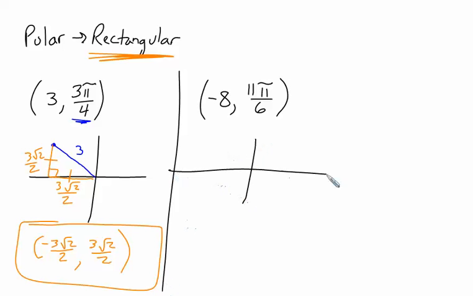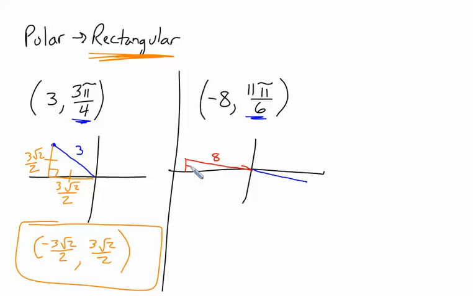Similar deal for this next problem. We're going to go to an angle of 11 pi over 6. Here's 11 pi over 6. But we want to go negative 8 in that direction. Since we want to go negative 8 in that direction, that means go backwards 8. So we're going to backtrack and we're going to go back 8.